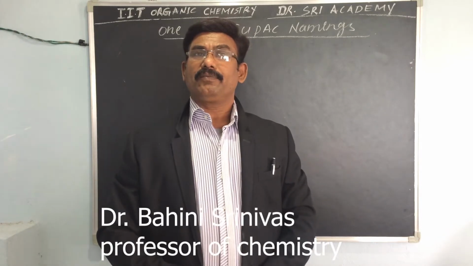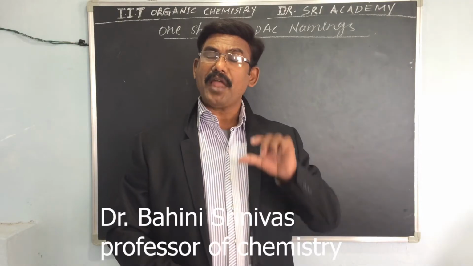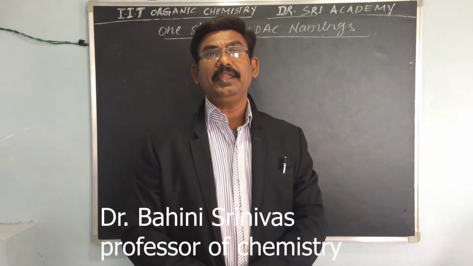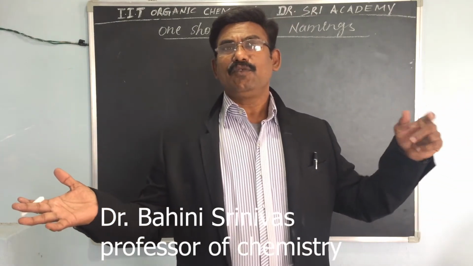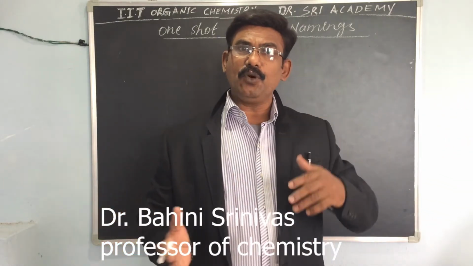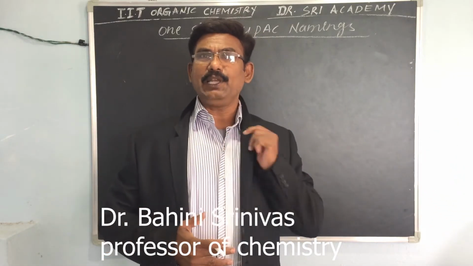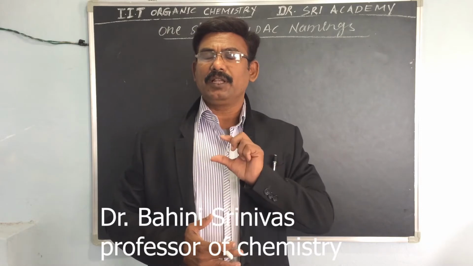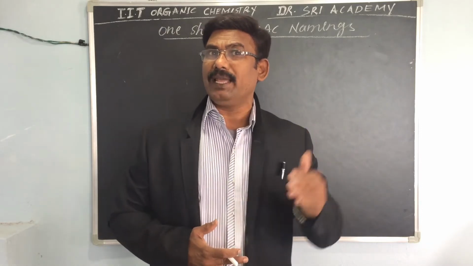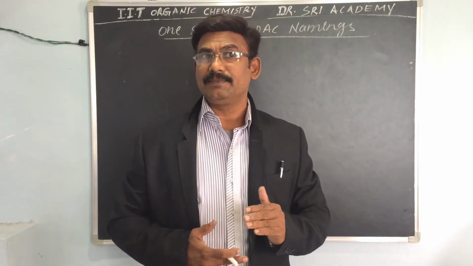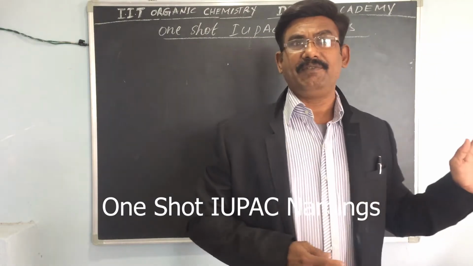So today we have to discuss the IUPAC namings in one shot method. How can you get the marks easily by listening to this video? Just one table is important. Listen to that table, observe that table according to priority, suffix and prefix, alphabetical order, and longest chain. These are very important.